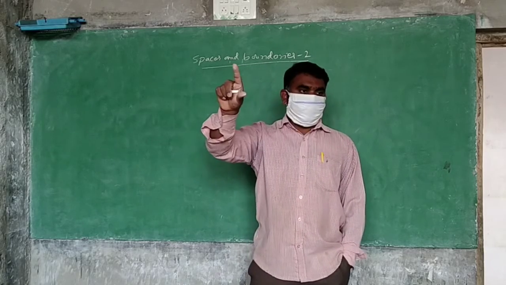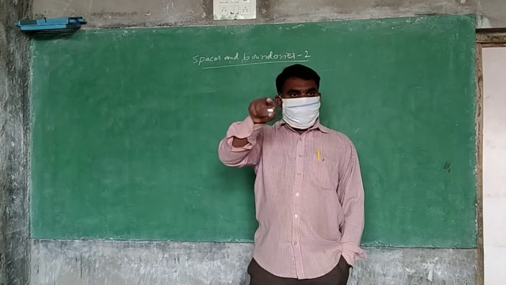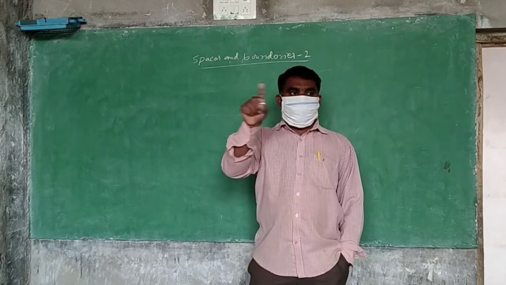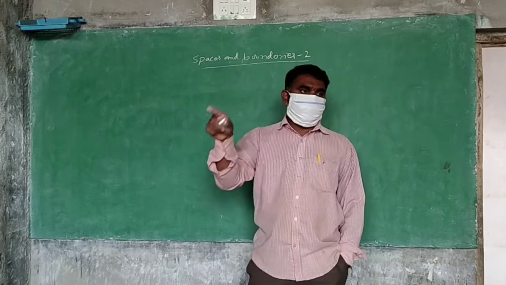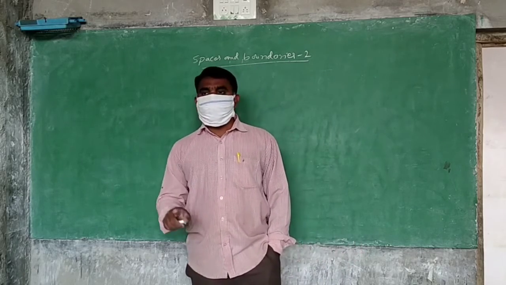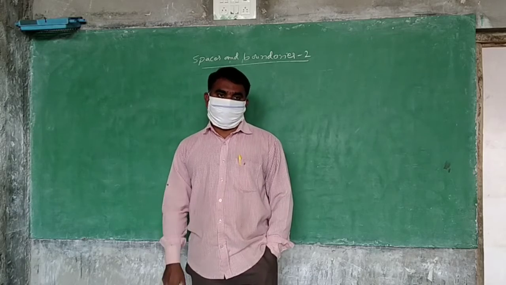6 by 2 you can draw. 3, 3, 3, 3, 4 times, if you take, one rectangle will form. 4, 4, 4, 3 times, if you take, one rectangle will form. So different rectangles will form. You can draw them and you can find the area and you can find the perimeter.